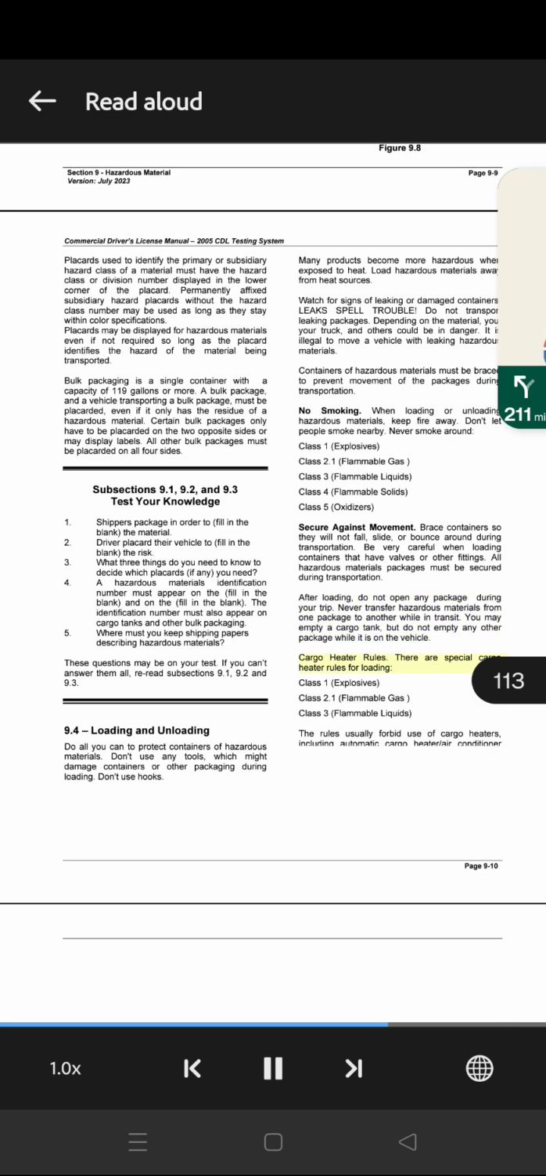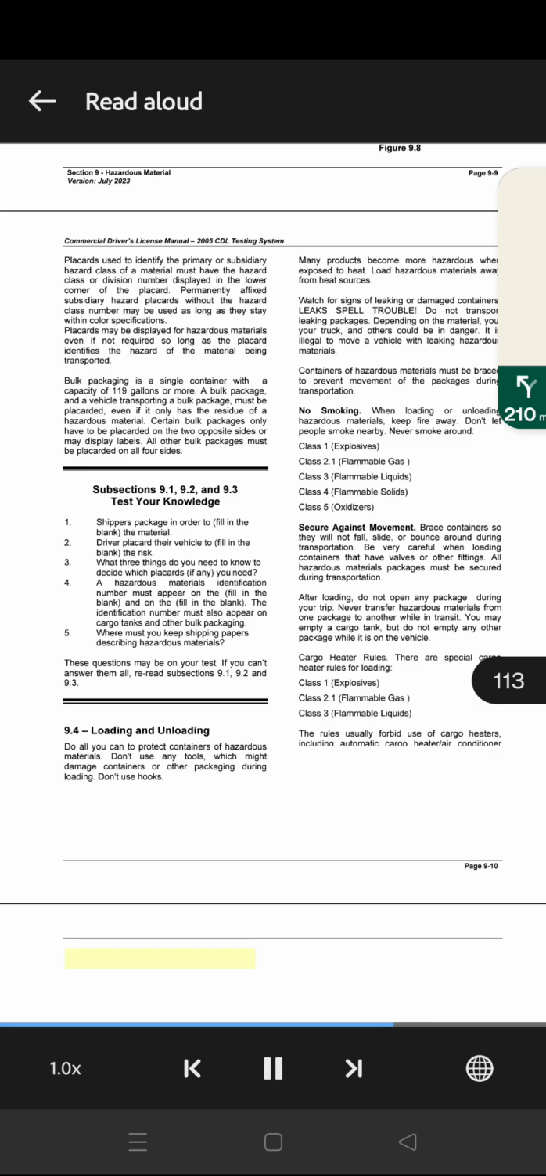Cargo heater rules. There are special cargo heater rules for loading Class 1 Explosives, Class 2.1 Flammable gas, and Class 3 Flammable liquids. The rules usually forbid use of cargo heaters, including automatic cargo heater air conditioner units. Unless you have read all the related rules, don't load the above products in a cargo space that has a heater. Use closed cargo space. You cannot have overhang or tailgate loads of Class 1 Explosives. Class 4 Flammable solids. Class 5 Oxidizers.